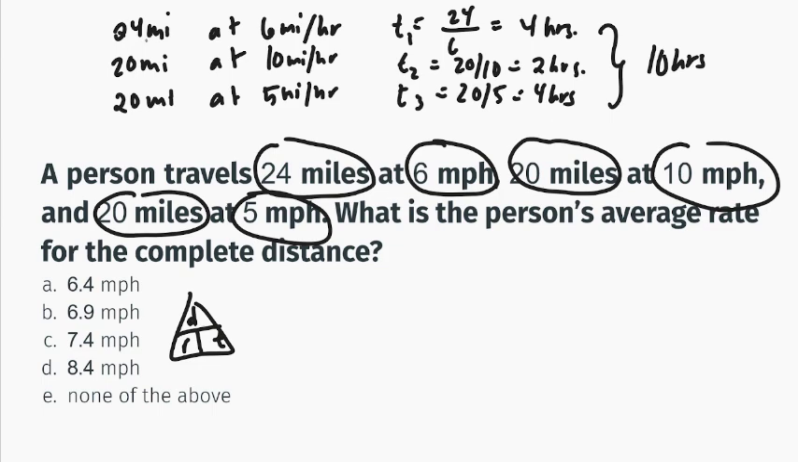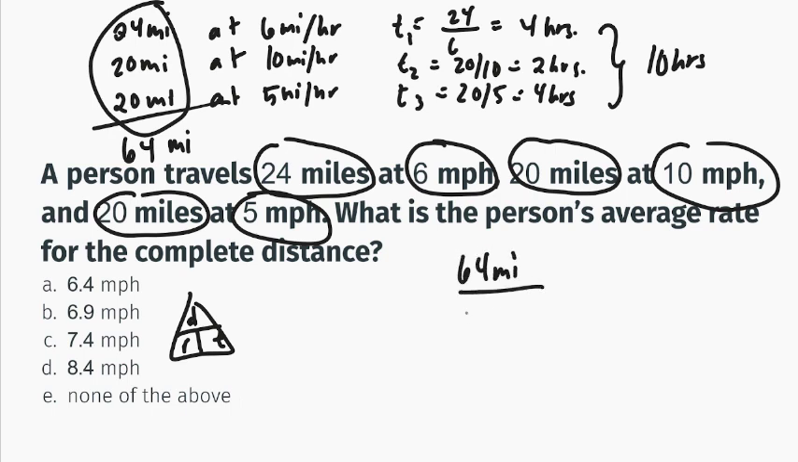Okay, so now we add up all the distances. So the complete distance is equal to 20 plus 20 plus 24, which is equal to 64 miles. So the average rate of the person is equal to the total distance traveled, which is 64 miles, divided by the total time, which is 10 hours. Therefore, if we divide this, we get 6.4 miles per hour, which is equal to letter A.